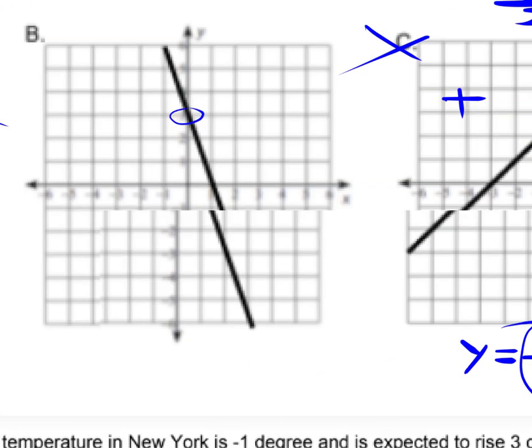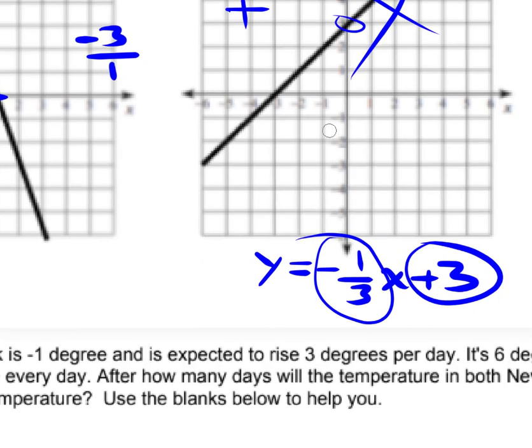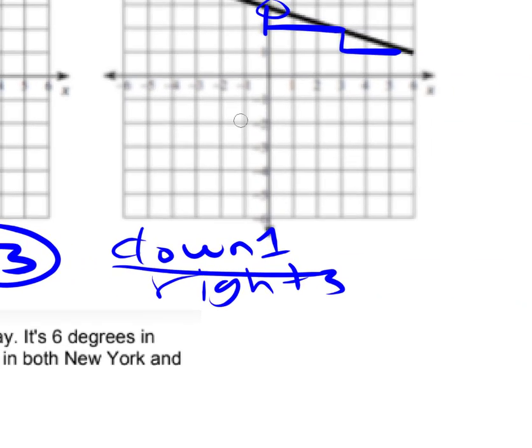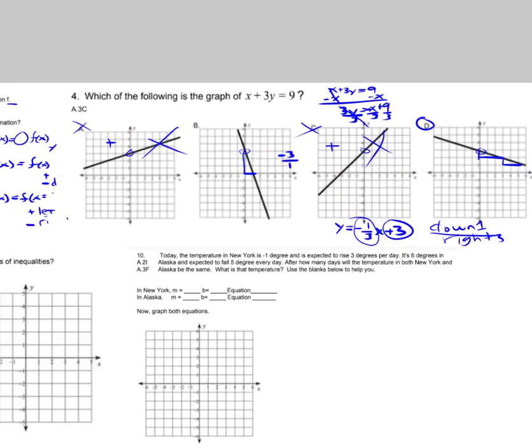But I always like to check my other answer just to make sure. This one's definitely down 3 to the right 1. So this would actually be a negative 3/1 slope. And that's not what we're looking for. We wanted the negative 1/3. So the answer is D. D is the correct answer for that question. All right. Let's go ahead and move on.